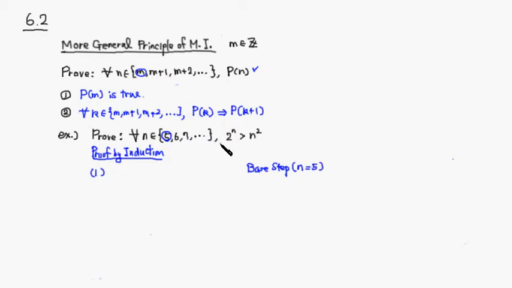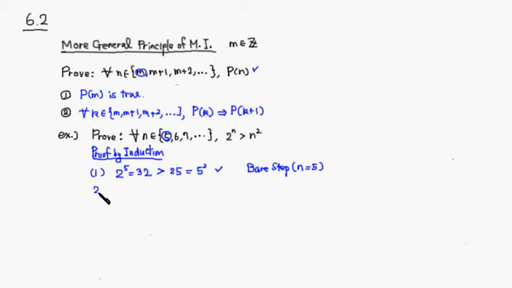So let's look at 2 to the 5th. 2 to the 5th is 32. We also look at 5 squared, so that's 25. So you can see that 2 to the 5th is strictly greater than 5 squared. So that checks out the base step.